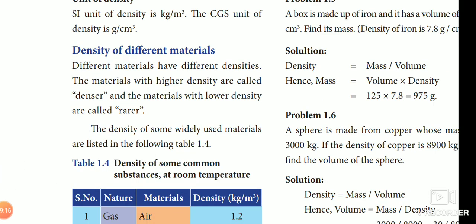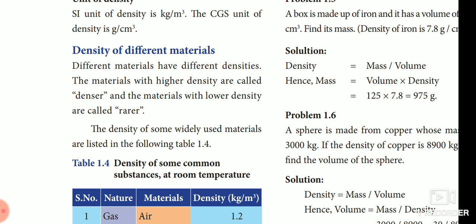Now we study about density of different materials. Different materials have different density. The materials with higher density are called denser.